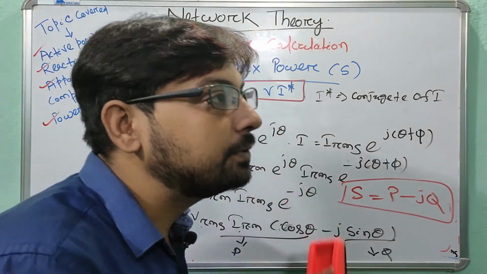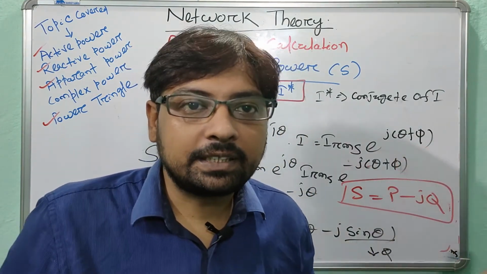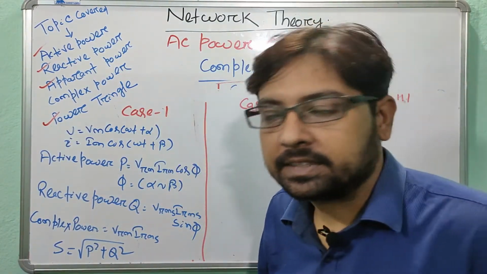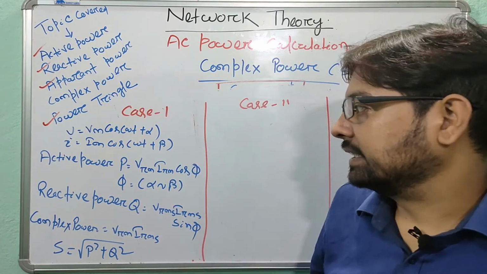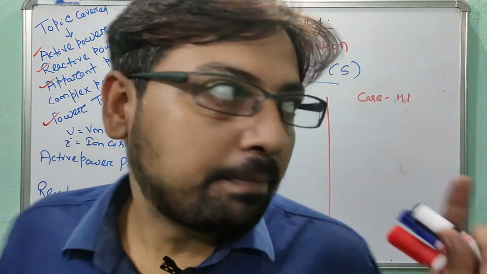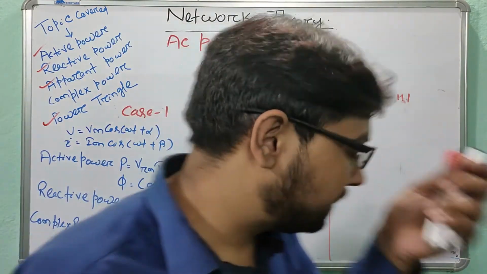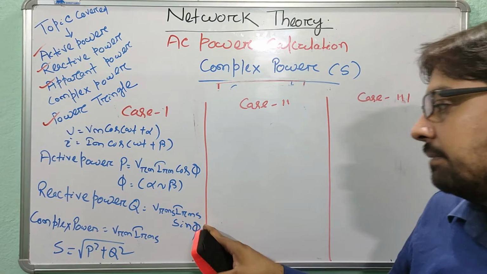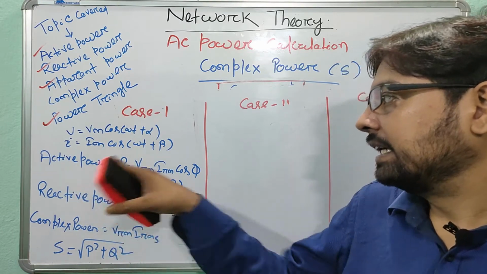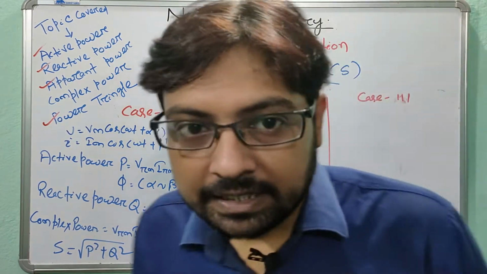So here we conclude three cases, that is case 1, case 2, case 3. Now we will discuss case 1, case 2 and case 3. So case 1 is, if V is equal to Vm cos omega t plus alpha and I is equal to Im cos omega t plus beta, then what is my active power? That is active power P is equal to Vrms Irms cos phi. So what is my phi? Phi is alpha minus beta. Now what is the reactive power? That is Q is equal to Vrms Irms sin phi. And what is my complex power? That is S is equal to root over P square plus Q square. And what is my active power? Active power P is equal to Vrms Irms cos phi. So this is your case 1.